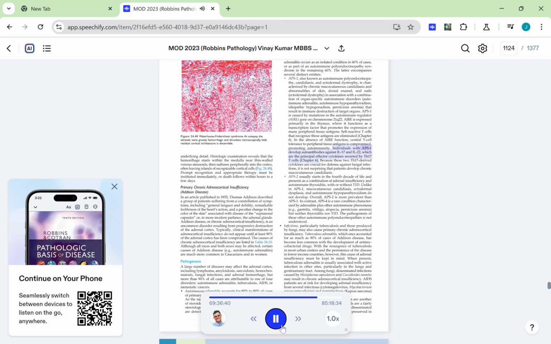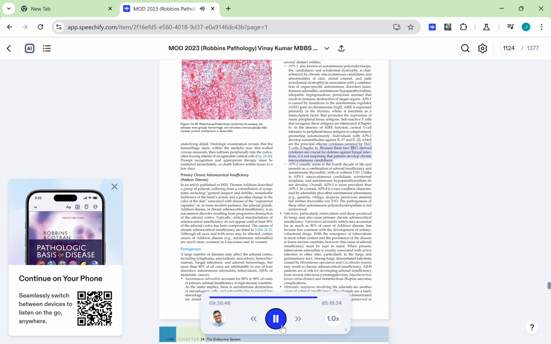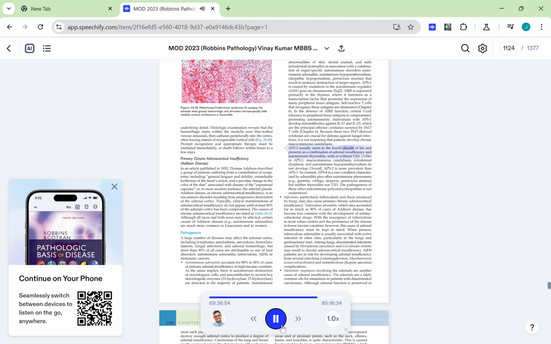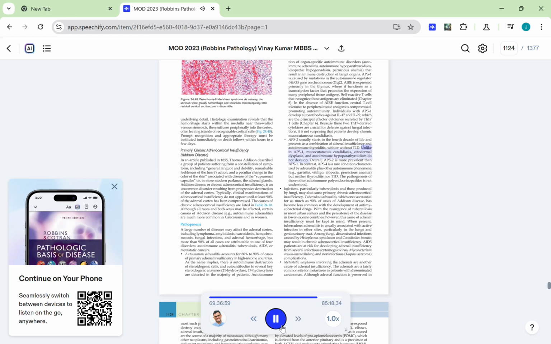Individuals with APS1 develop autoantibodies against IL-17 and IL-22, which are the principal effector cytokines secreted by TH17 cells. Because these two TH17 cytokines are crucial for defense against fungal infections, it is not surprising that patients develop chronic mucocutaneous candidiasis. APS2 usually starts in the fourth decade of life and presents as a combination of adrenal insufficiency and autoimmune thyroiditis, with or without T1D. Unlike in APS1, mucocutaneous candidiasis, ectodermal dysplasia, and autoimmune hypoparathyroidism do not develop.